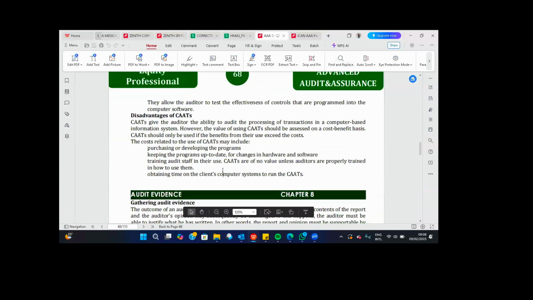So, in terms of any question, we are done with chapter 7. We are going to the next chapter. This is chapter 8, audit evidence. We cannot finish this one today, but we need to start. All right. Now, this is by far the most important aspect of your AAA syllabus. Why did I say so? This chapter is the most voluminous aspect of your syllabus.